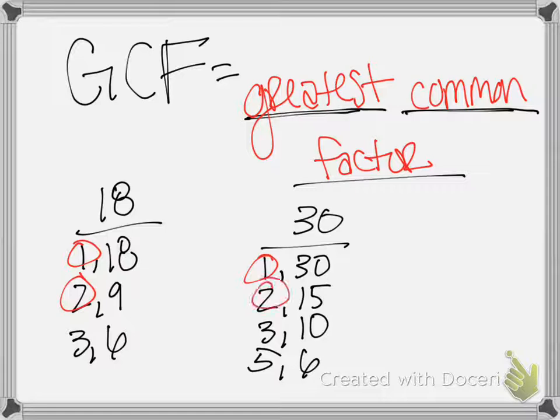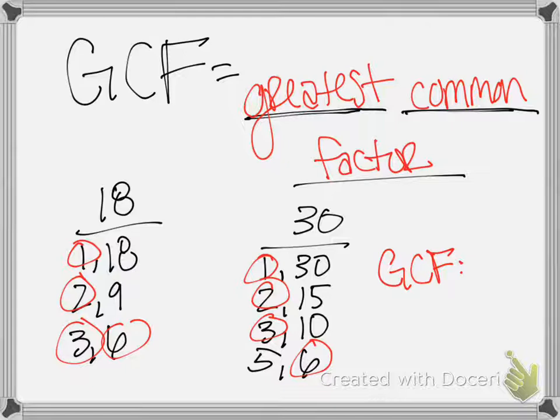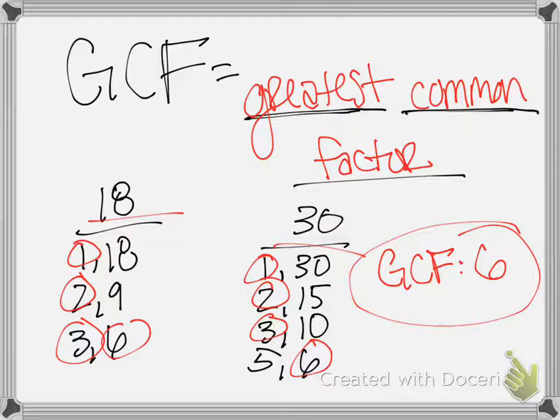1 and 2 are common factors between them. 3 is another common one. 6 is another common one. But my greatest common factor between the two sets is 6. So my greatest common factor between 18 and 30 is 6.